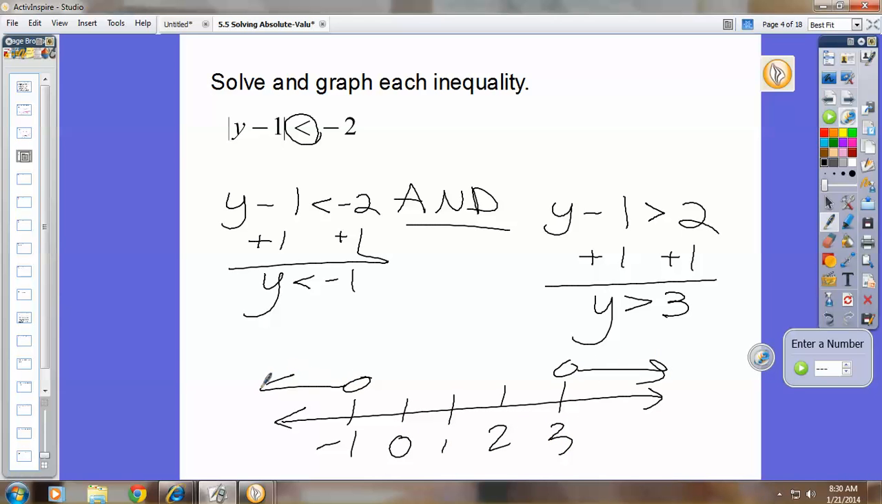Because on an and inequality, what are we looking for? Numbers that satisfy both. I want to know, where do our graphs overlap? Well, where do they? They don't. And if they don't overlap, we don't have any numbers in common. There's not a number that's bigger than 3 and less than negative 1. So we would say that it is no solution. And you do need to state no solution or use the symbol for no solution, 0 with the line through it.